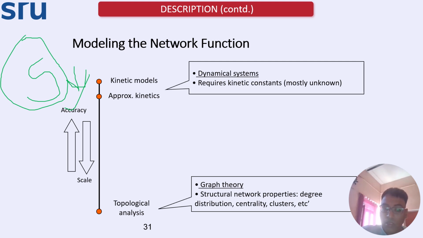I'm using graph theory with structural network properties: degree distribution, centrality, like how many times different points in the graph are properly connected, how many times some node, an enzyme in the graph, is connected at the center, at the key regulatory hub. When many enzymes are present, the topological analysis comes up, when the scale is very high.